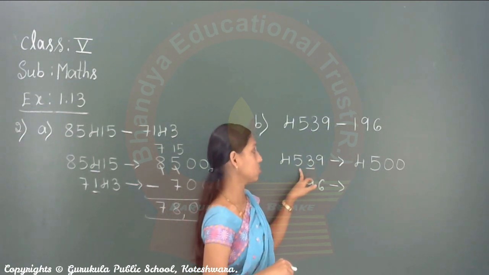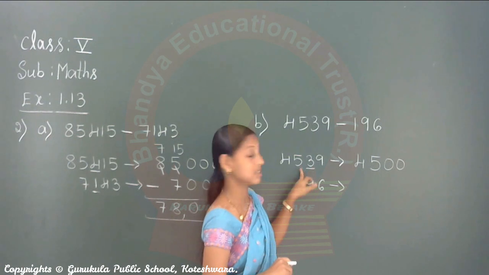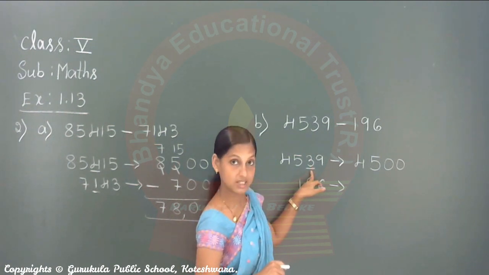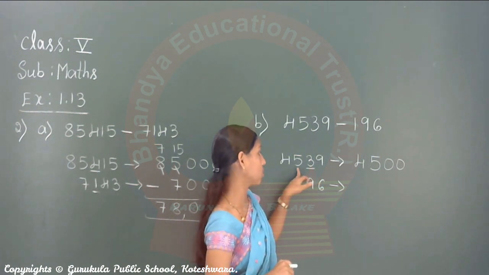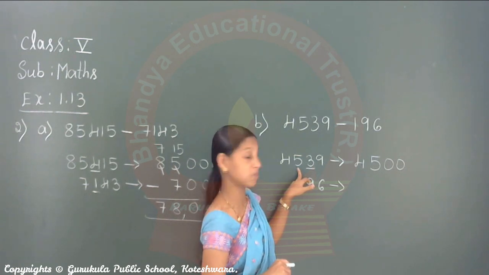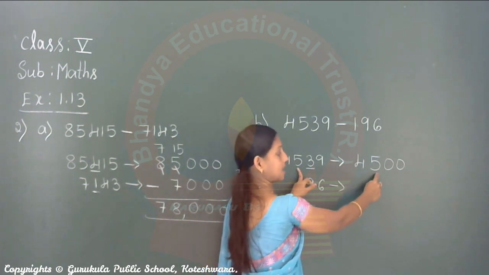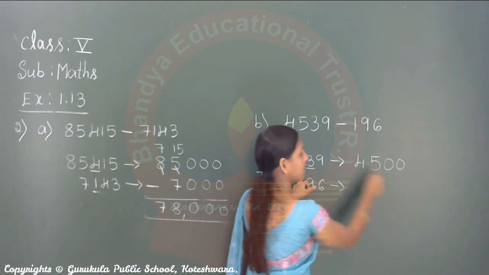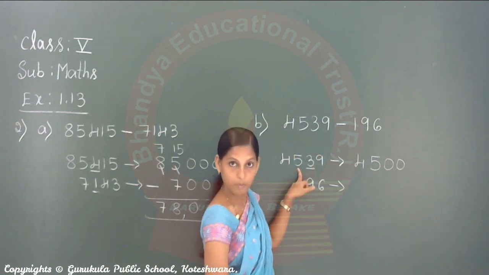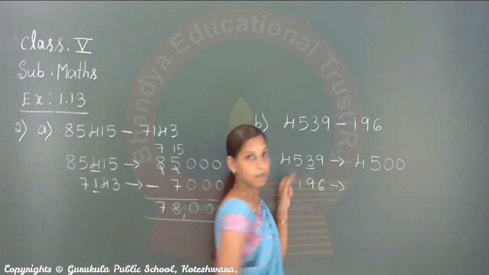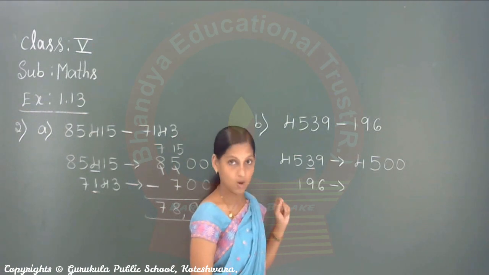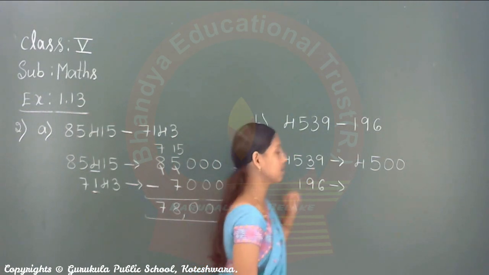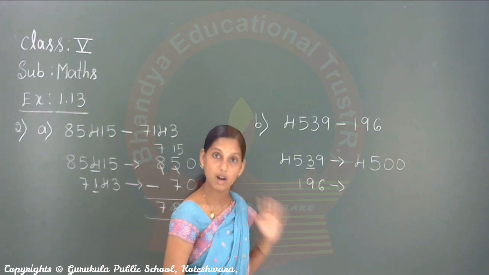Round off to the nearest 100 means see the tens place. The tens place is less than 5, so don't add anything to the hundreds place. Keep the hundreds place as it is and make the other digits 0. The thousands place you must also keep as it is. Next, this number also we have to round off to the nearest 100.